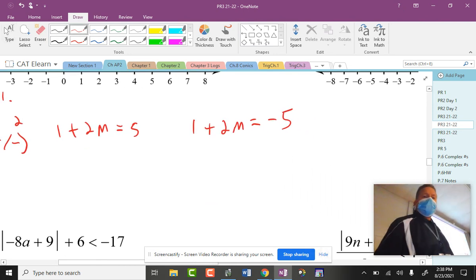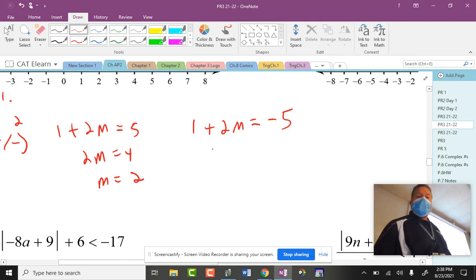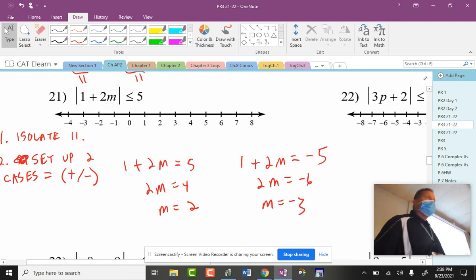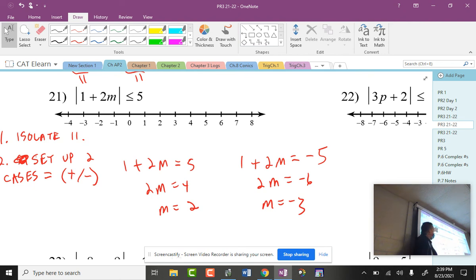Kaylee, I won't bother you. Subtract 1, that's 2m equals 4, and m equals 2. But I'll show you what we do differently, and I'll show you step 3 on inequalities. Subtract 1, that's negative 6, and then m is equal to negative 3. Okay, Kaylee, first things first. Let's go back to the very beginning when we had inequalities. Open dots or closed dots on those two numbers? What do you think? Open or closed?